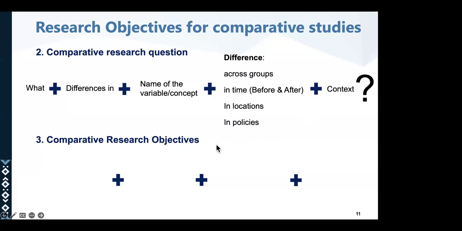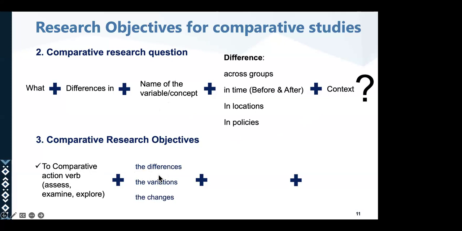Now, how will you write the comparative research objectives? The first thing is understand the question very well. Then the objective will be written from there. To compare, "to" and then a comparative action verb. There are a number of verbs that are comparative action. Assess, examine, explore, compare. Then we will have the differences or the variations or the changes. Then variable plus group, and then the context. That's how your comparative research objectives are going to be written.